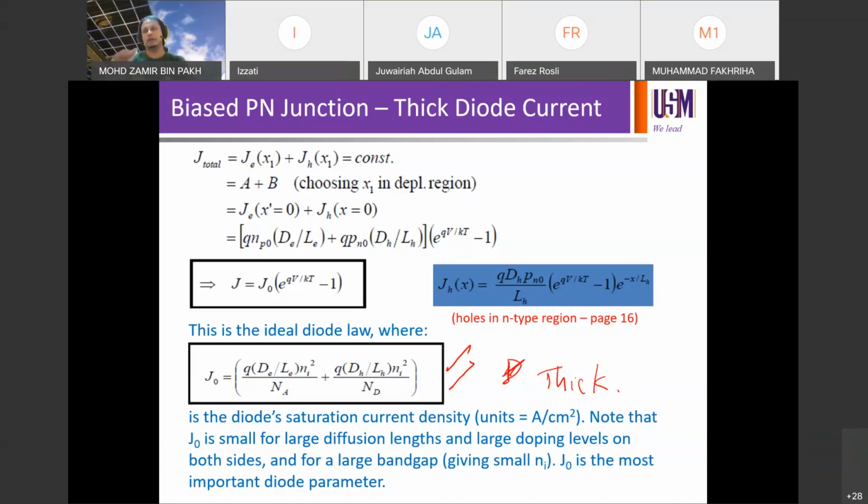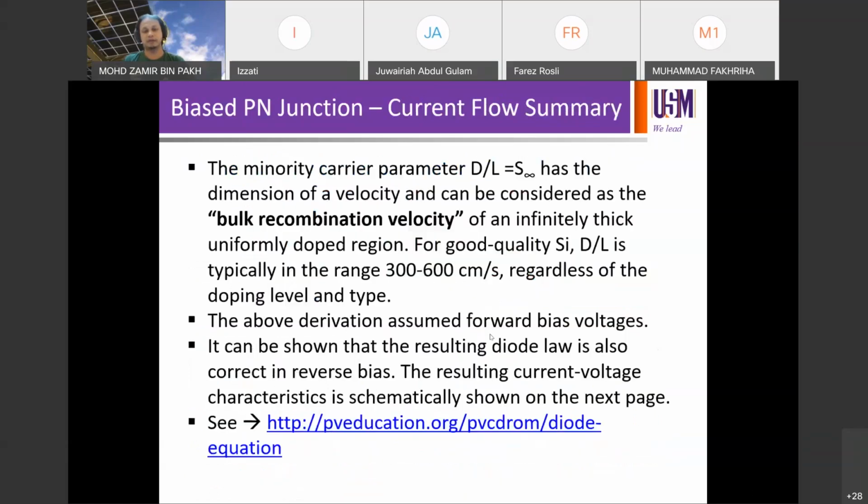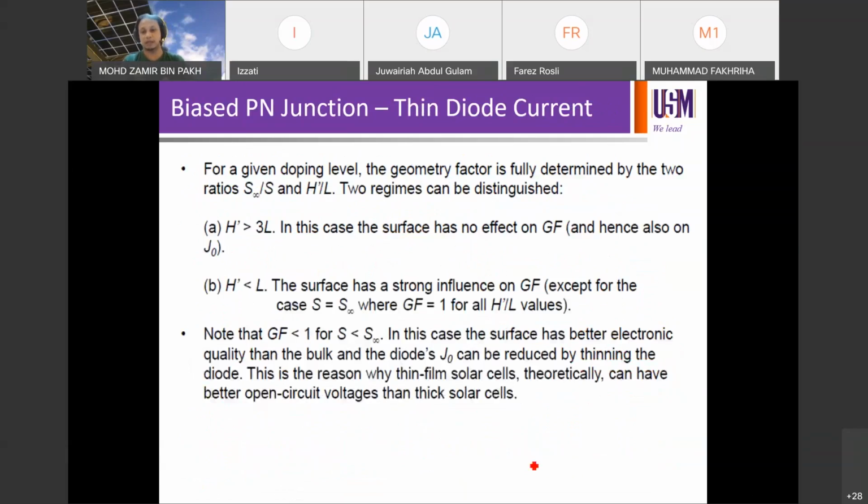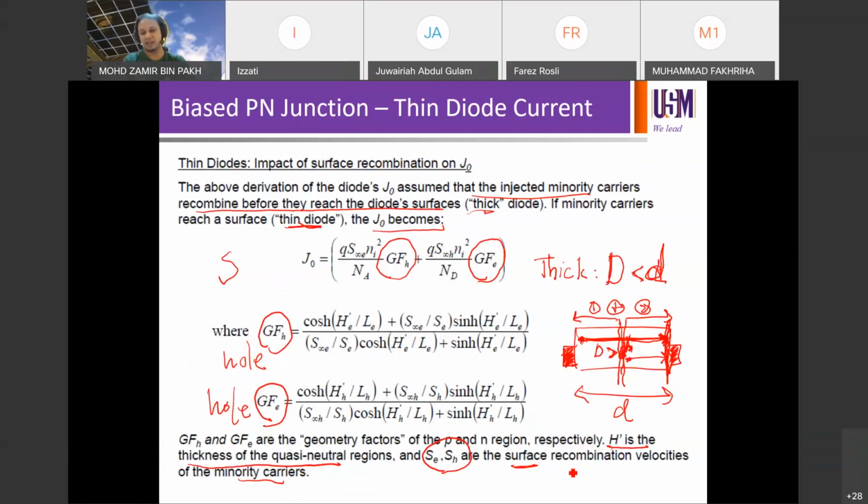So that means when there is no S component, the S component is typically related to the surface recombination velocity. As the name tells, surface recombination velocity is at the surface. So in the previous equation for the thick diode, there's no surface factor in the equation at all. That means regardless of what surface you have, you can still do the calculation for a thick diode.